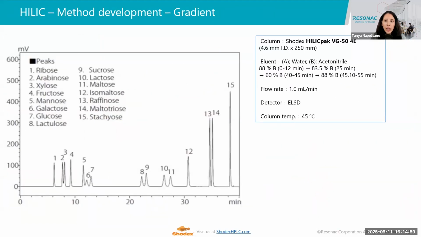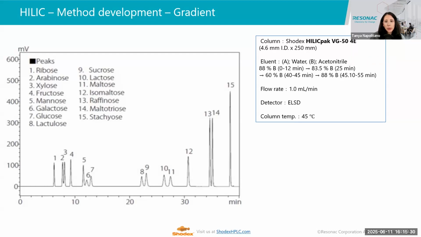So now let's take a look at how gradient methods can be used in HILIC. Just like in reverse phase, gradient elution in HILIC helps you separate complex mixtures, but the solvent behavior is reversed. So we're starting here with a high percentage of acetonitrile at 88%, which promotes strong retention of polar analytes. And then we decrease the acetonitrile content over time to 60% to gradually elute those more strongly retained compounds.